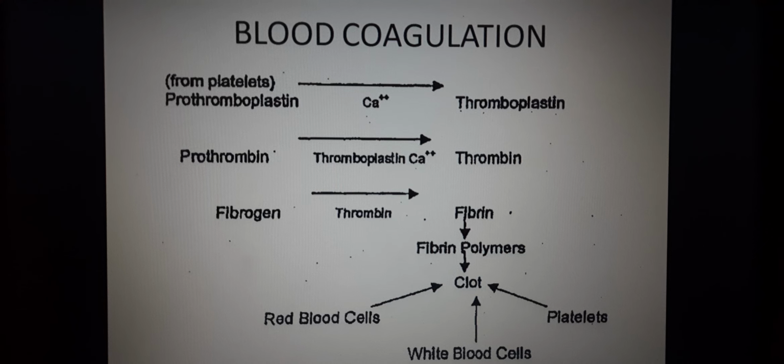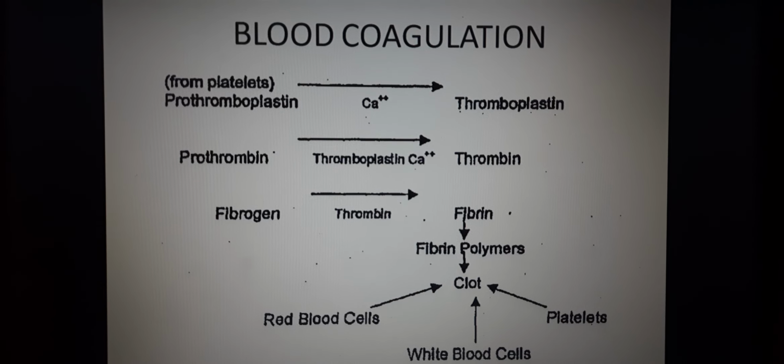So, clear about the clotting, this is the main concept of blood coagulation or blood clotting. Try to remember, this is very important. A 3 marks question is frequently asked about blood clotting.